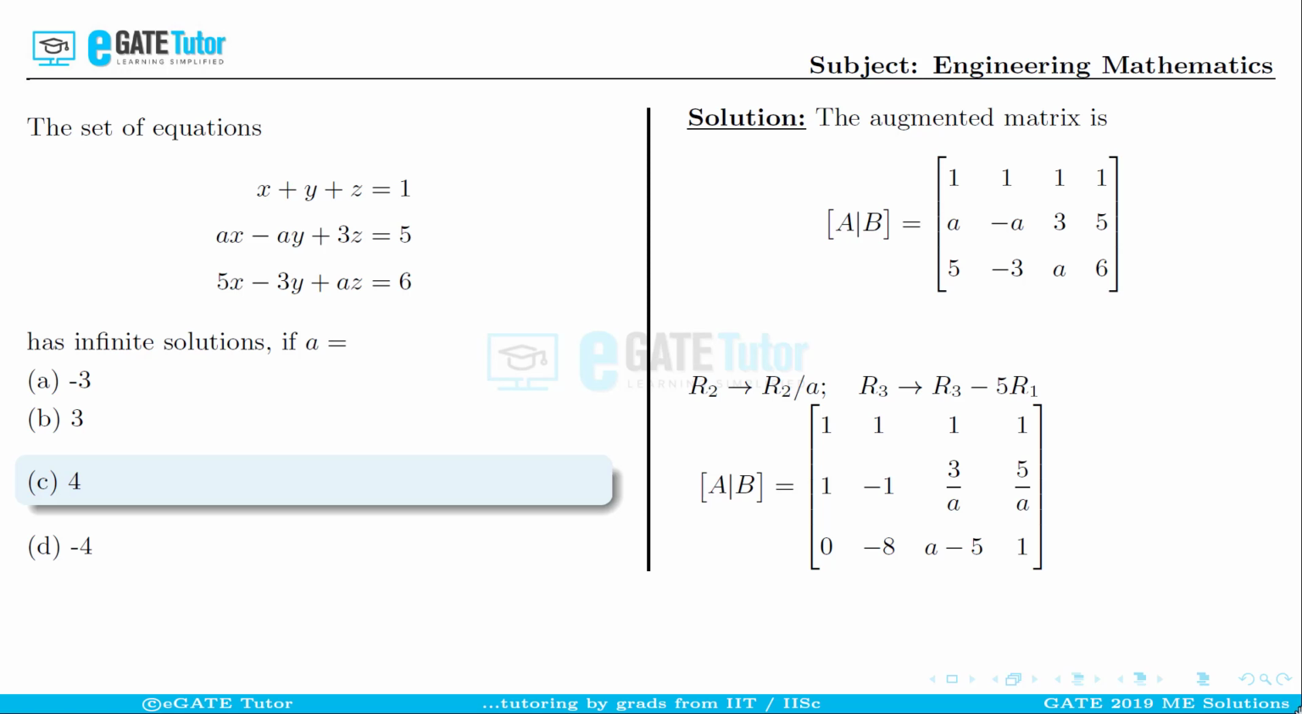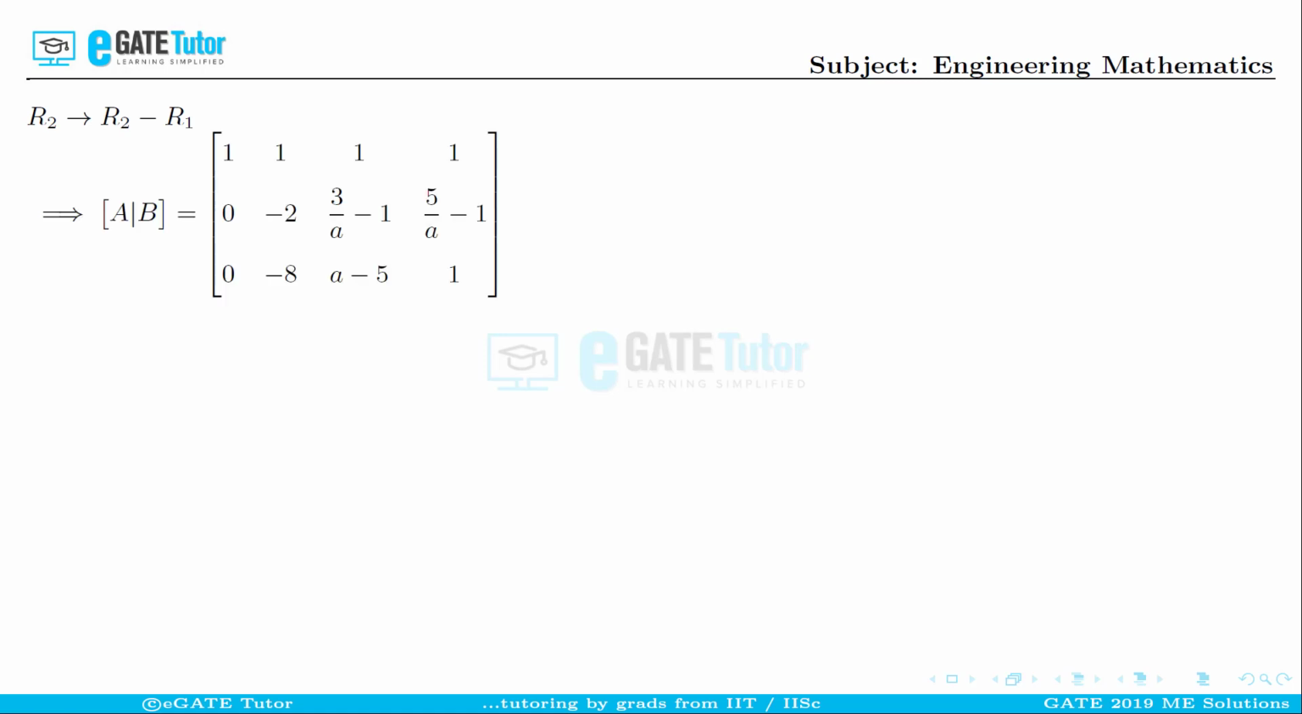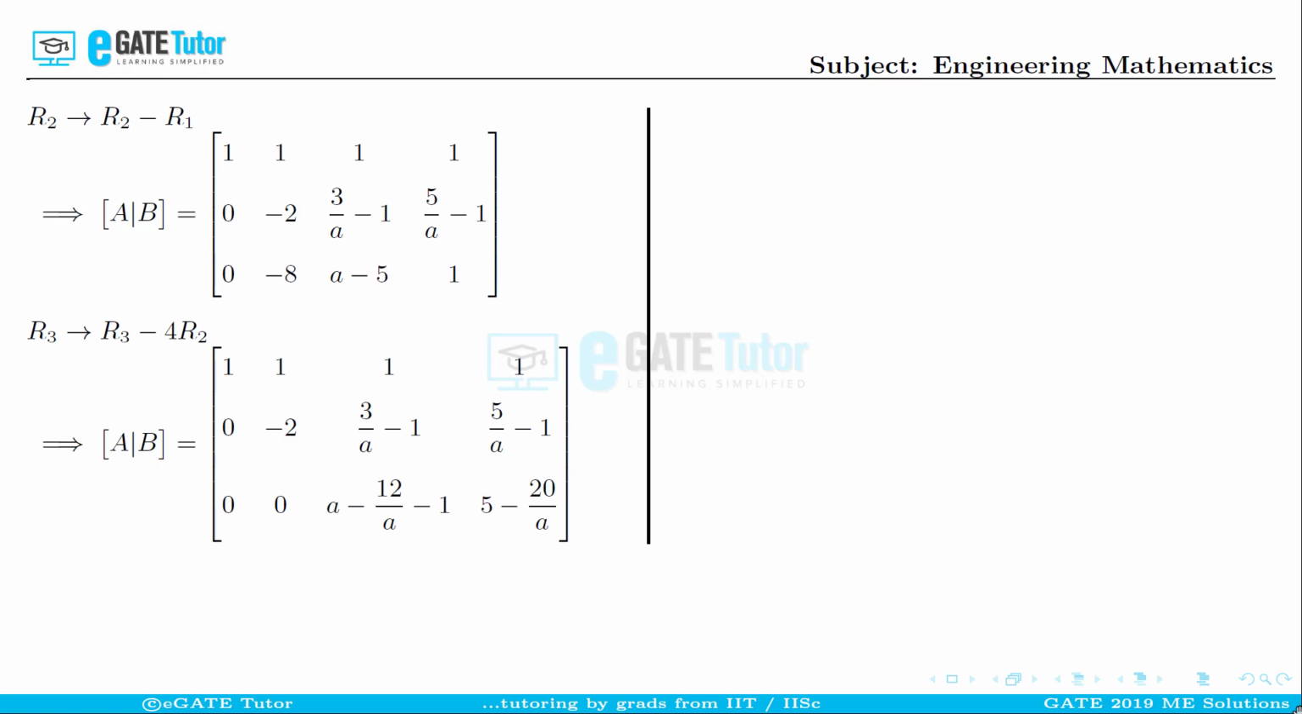Now the next elementary row operation we will be performing is on the second row, that is, we will subtract the first row from the second row. When we do that, the augmented matrix changes this way. Now the last elementary row operation we will be performing on this matrix will be on the third row, where we will subtract 4 times the second row from the third row. When we do that, the augmented matrix changes to this.